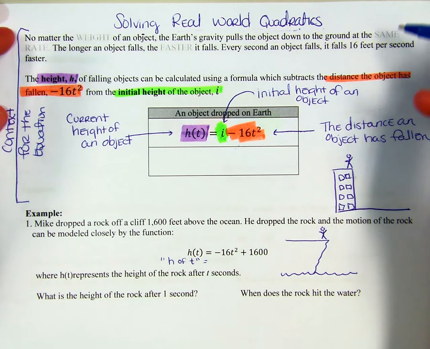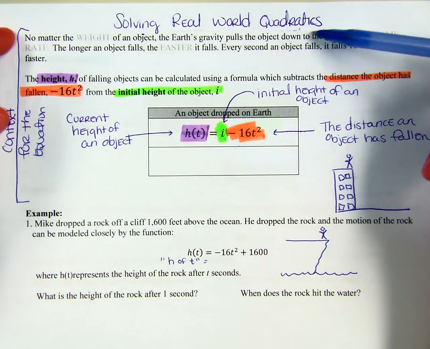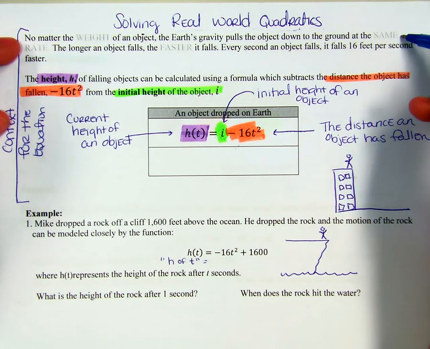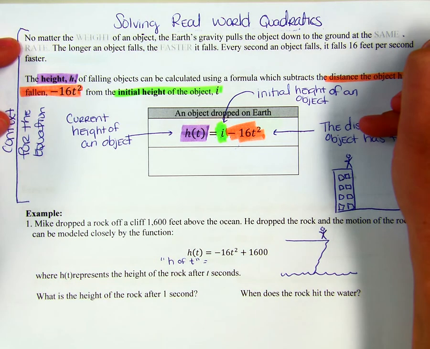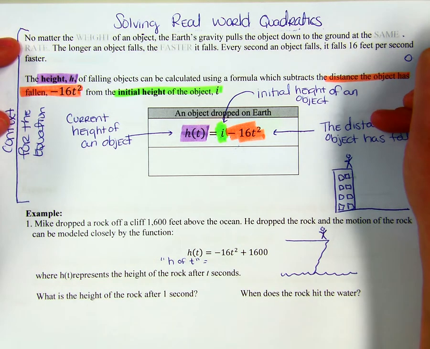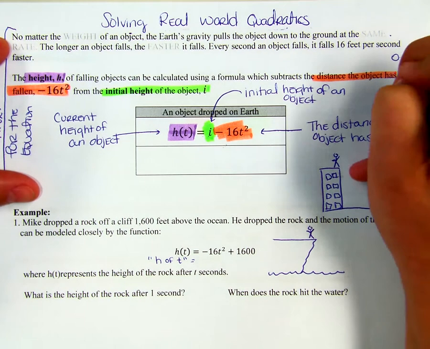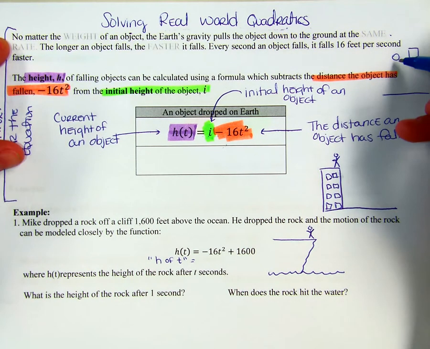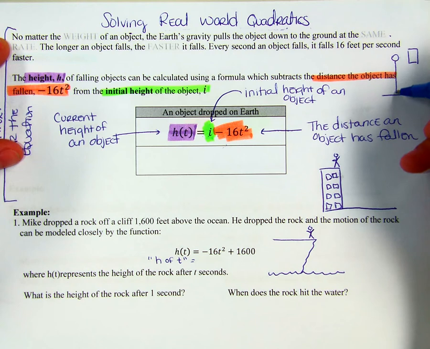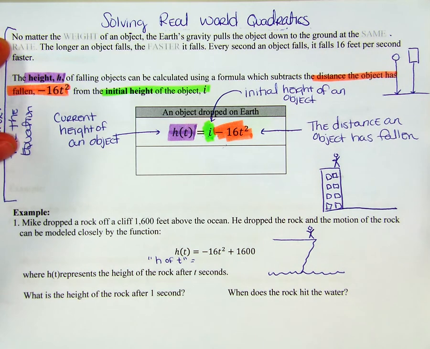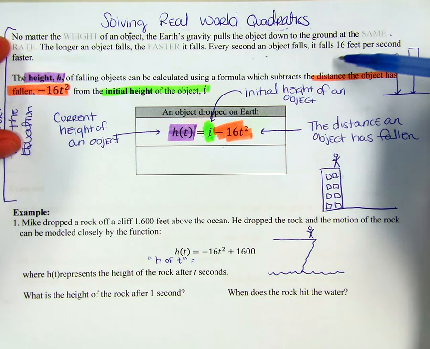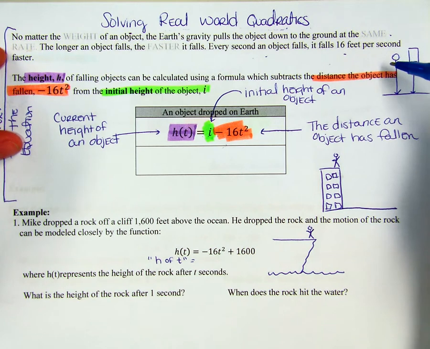No matter the weight of an object, the Earth's gravity pulls the object down to the ground at the same rate. So in other words, if you have this object and this bigger object, and here's the ground, as these are falling, gravity is pulling the two objects towards the ground at the same exact rate, regardless of how heavy they are. And the longer the object falls, the faster it will fall. So every second an object falls, it falls 16 feet per second faster.